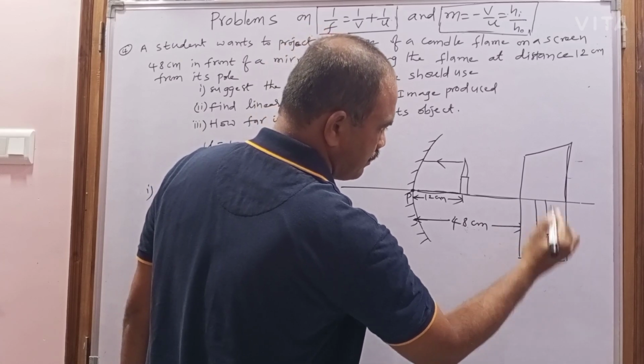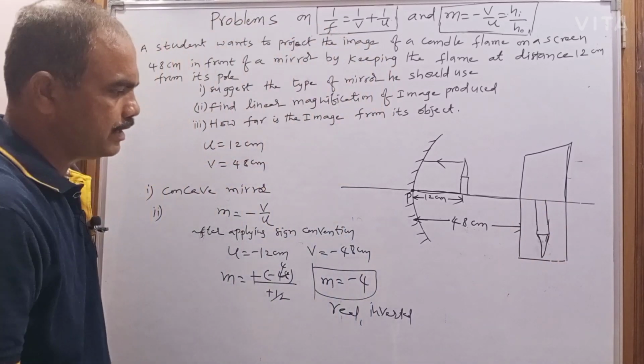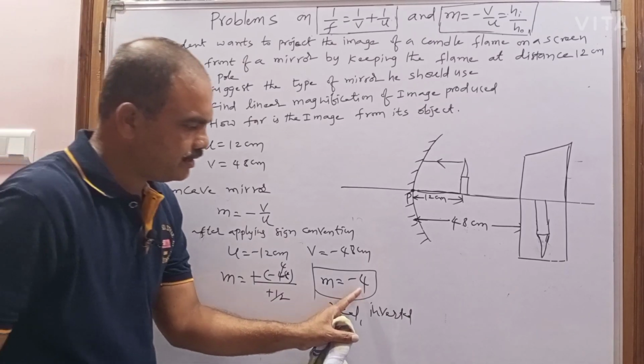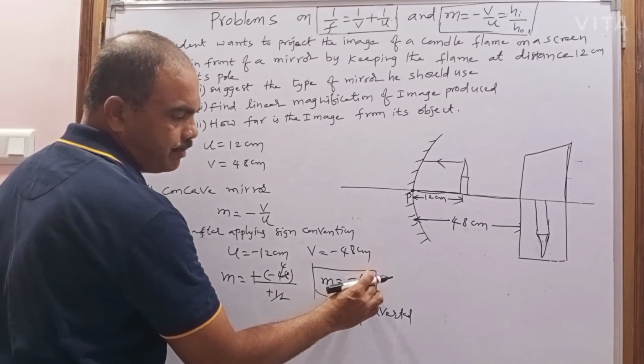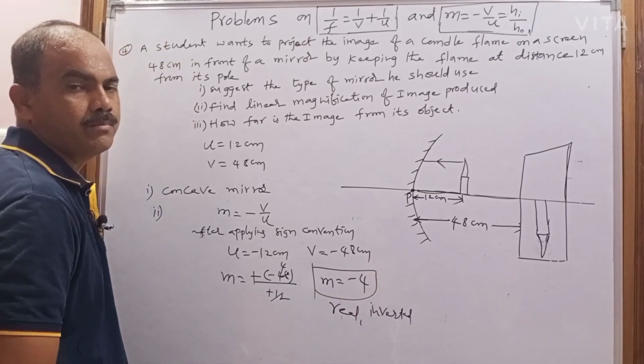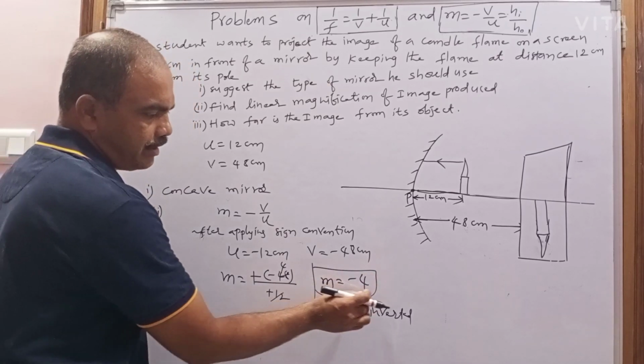So let us imagine it is a flame, a candle. So now the magnification is how much? 4 times, and nothing but, the size of the image will be 4 times the size of the object. So we are getting the magnification.